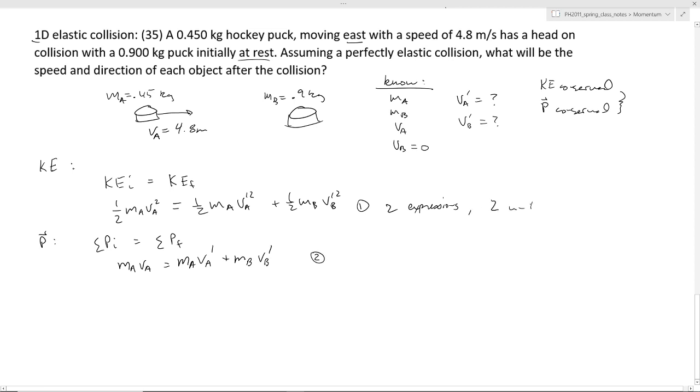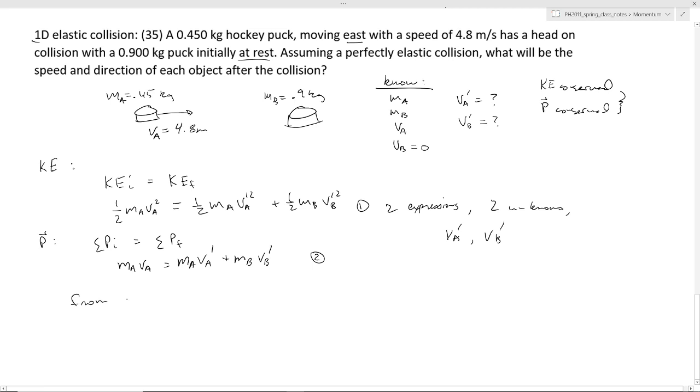Two unknowns. So what do we do from here? We're going to do some algebra. One way to go about this would be to try and eliminate, for example, VB from one of these expressions. So how might we go about doing that? You could imagine solving the top one for VB, but that'll have these squared pieces. So how about let's solve for VB from 2 and then put it into 1.